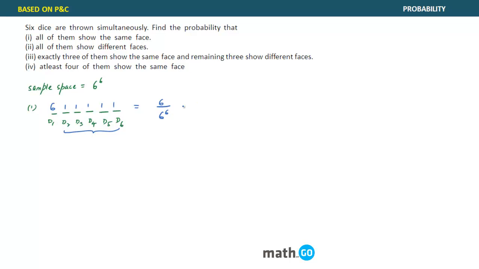Sample space is 6 raised to power 6. The answer to this particular problem is yes. This is the answer.